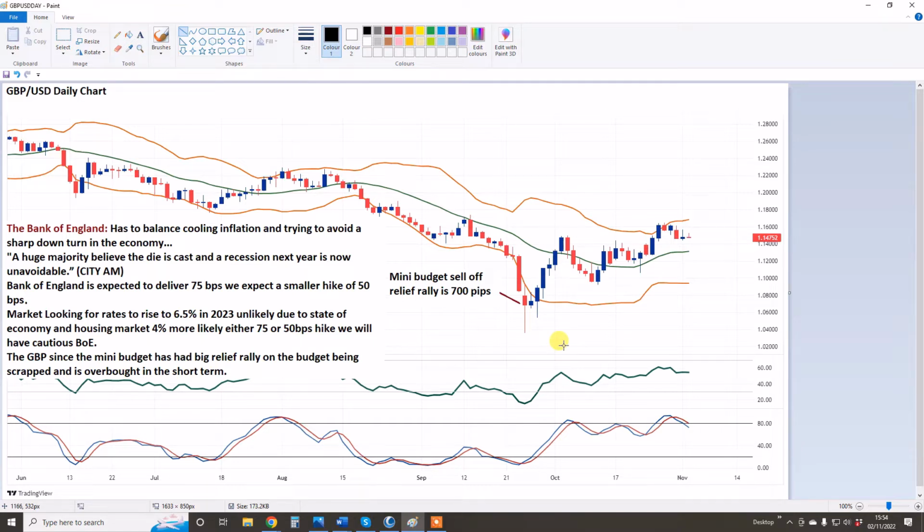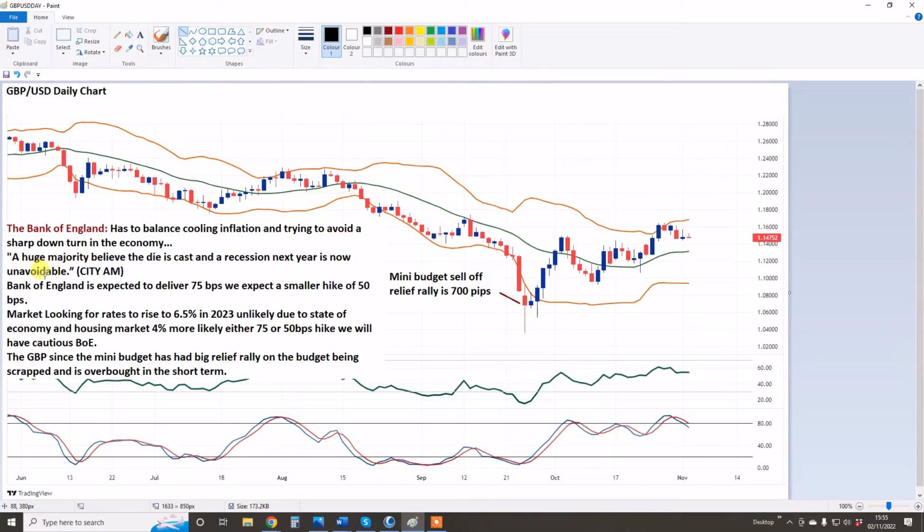Okay, in terms of the Bank of England, I've written some notes. It's got a balancing act. It's got to cool inflation and try to avoid a sharp downturn in the economy, and the economy is already going down in the UK. The numbers are poor. A huge majority in the UK believe the die is cast and that a recession next year is now unavoidable. I think it is. So the Bank of England have got to be very careful with interest rate hikes, in my view.